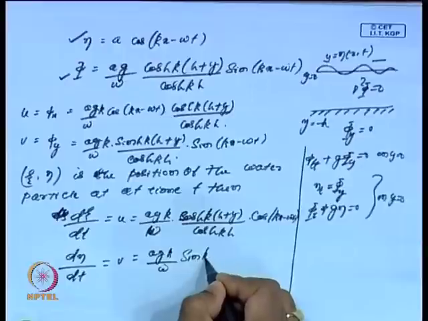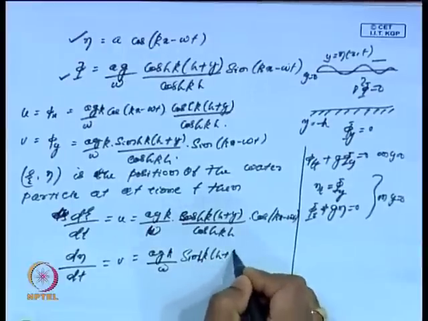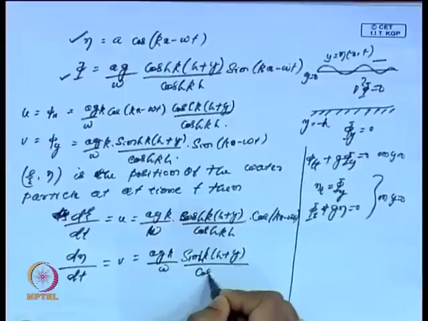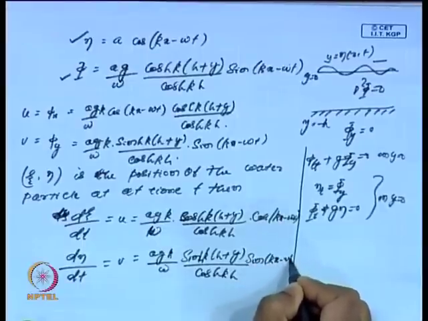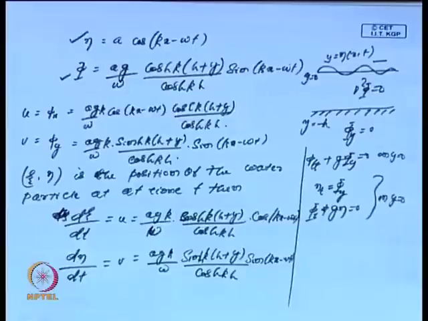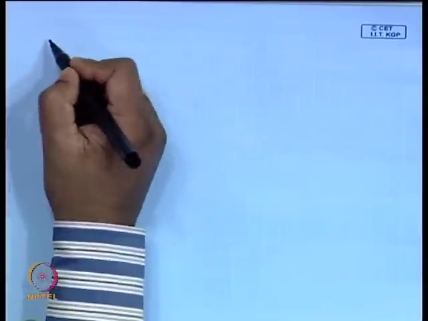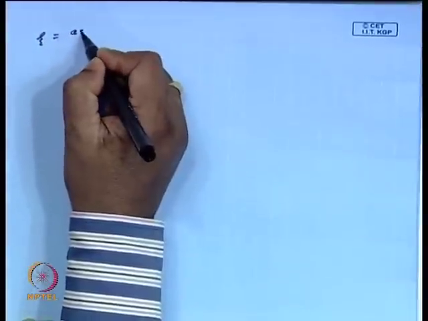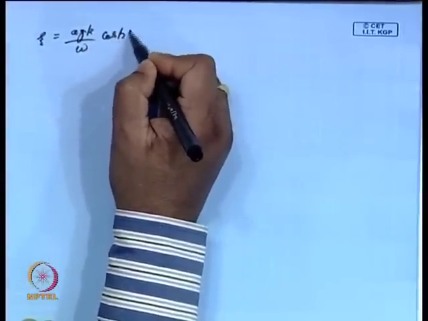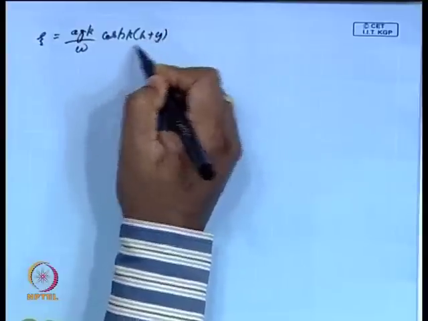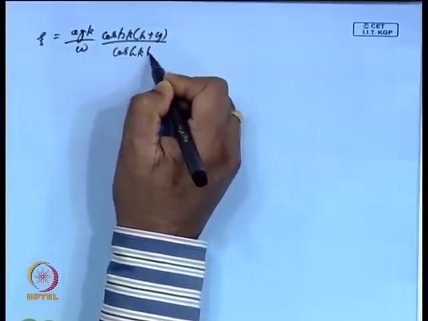This is sinh k(h + y) / cosh kh into sin(kx − ωt). Now if I integrate this with respect to t, my xi will be a g k by omega into cosh k(h + y) by cosh kh.